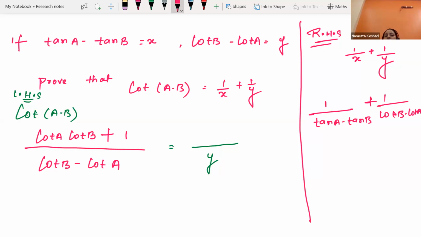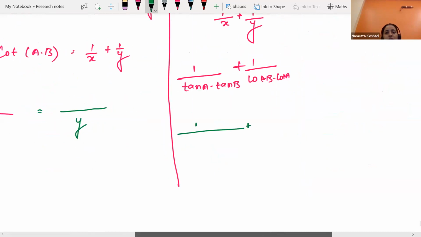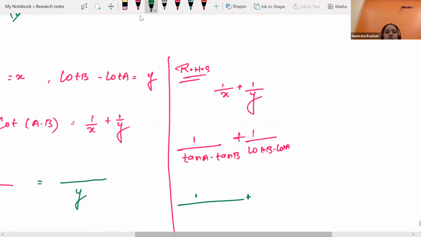Now here, if we have taken RHS, that means on LHS we want to prove cot A minus B. That means everything should be in terms of cot, right? Tan and all we don't need. Cot we need. Alina, right? Yes, ma'am. Let's convert it in terms of cot.